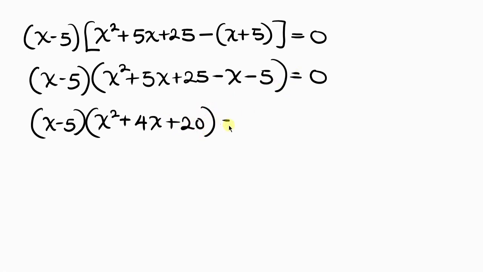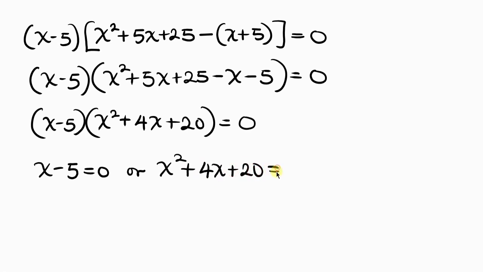And this is equal to 0. So we have two cases here. The first case is x minus 5 equal to 0. And then the second case is x squared plus 4x plus 20 equal to 0. So let's solve these cases one after the other.